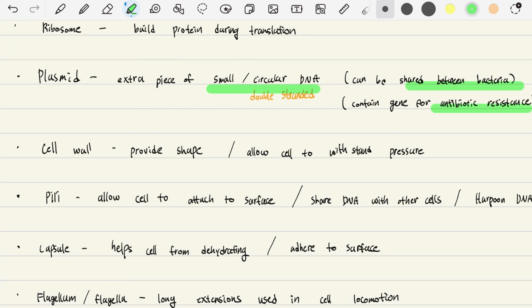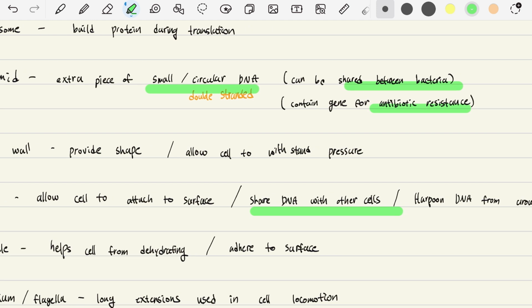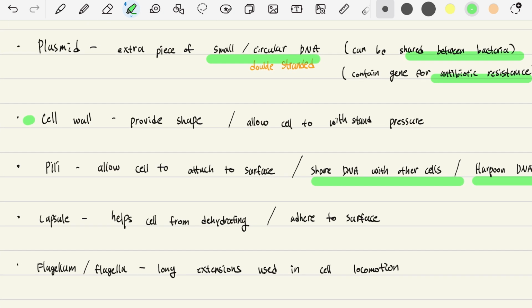The next one would be the cell wall. Prokaryotes have a cell wall that provides shape and allows them to withstand pressure. And there's something called pili that allows prokaryote cells to attach to surfaces, share DNA with other cells, or harpoon DNA from surrounding areas. There's also something called a capsule that helps the cell from dehydrating and adhere to surfaces.